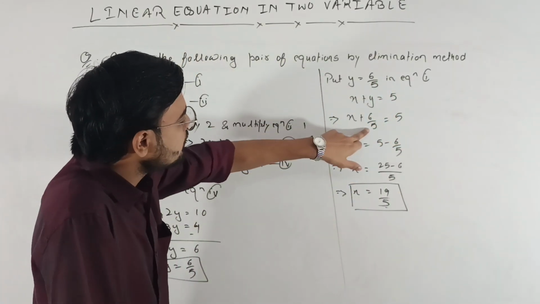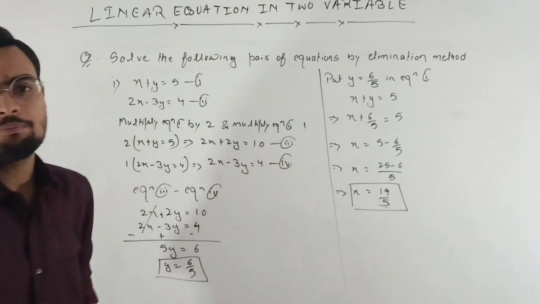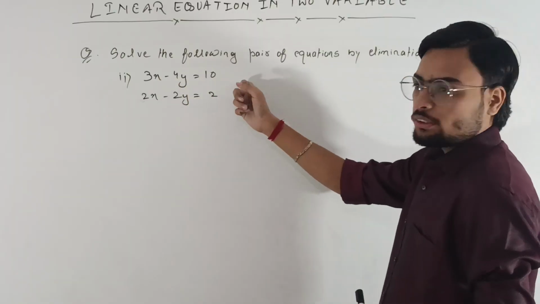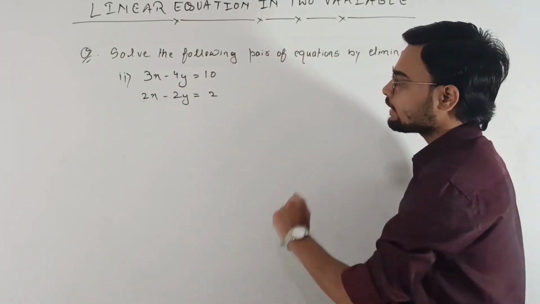Now, after putting 6 upon 5 in place of y, I get x is equal to 19 upon 5. Okay, understood? Now, let's see our second question, that is 3x minus 4y is equal to 10 and 2x minus 2y is equal to 2. We have this pair of equations and we have to solve this for x and y.